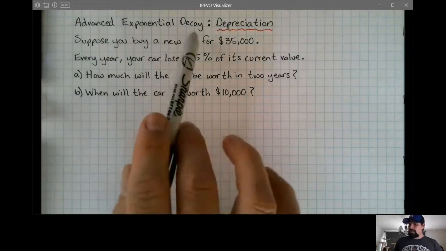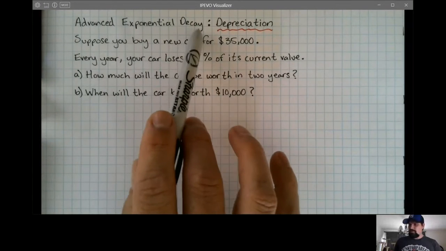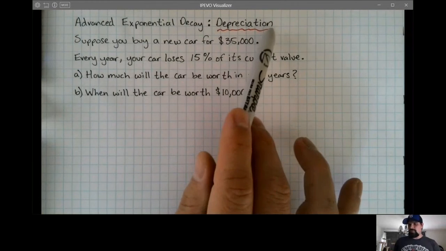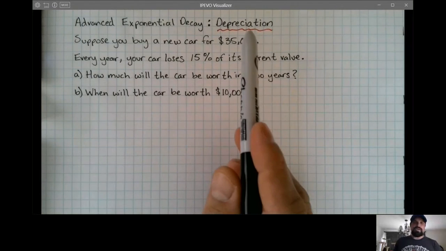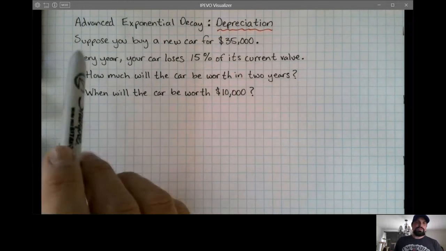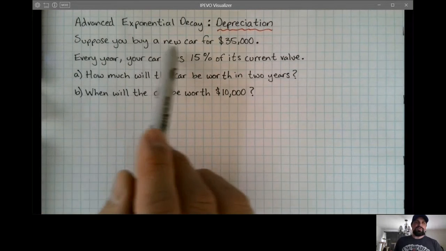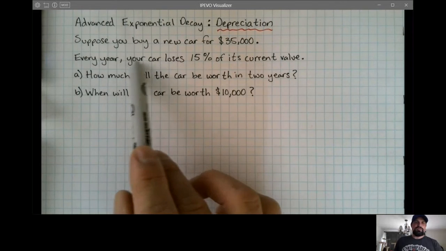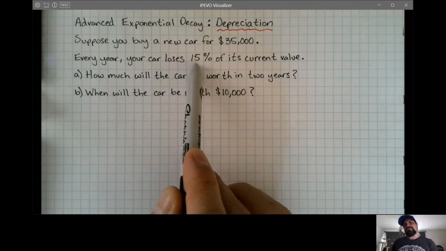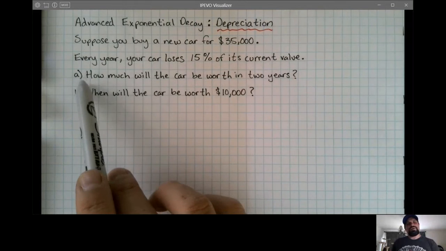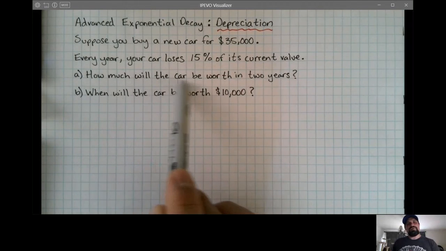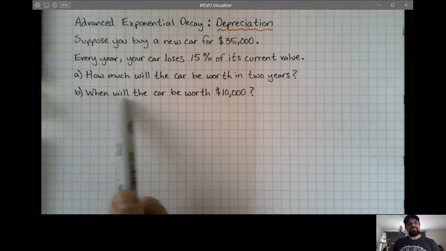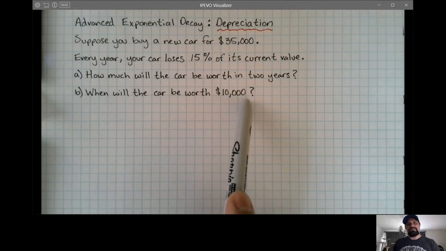The advanced exponential decay example is going to be about depreciation. This is just a fancy word for losing value over time. Our example is going to be, suppose you buy a new car for $35,000. Every year, your car loses 15% of its current value. Question A, how much will the car be worth in 2 years? And B, when will the car be worth $10,000?